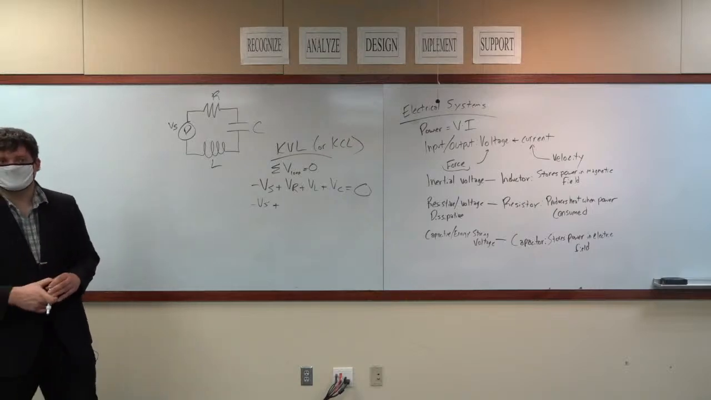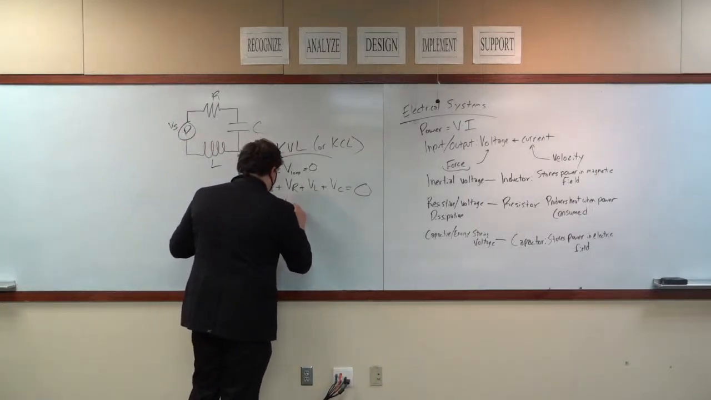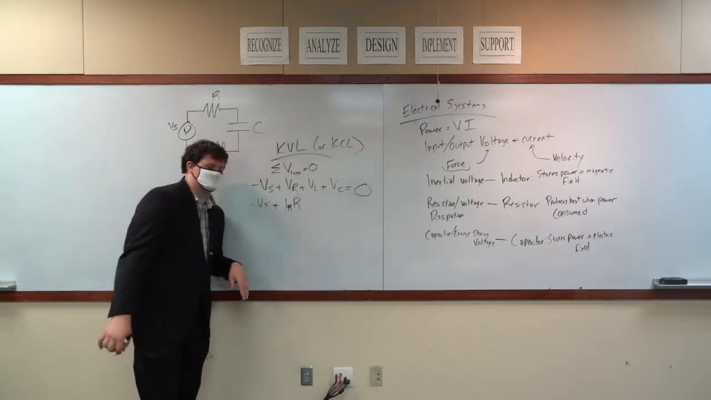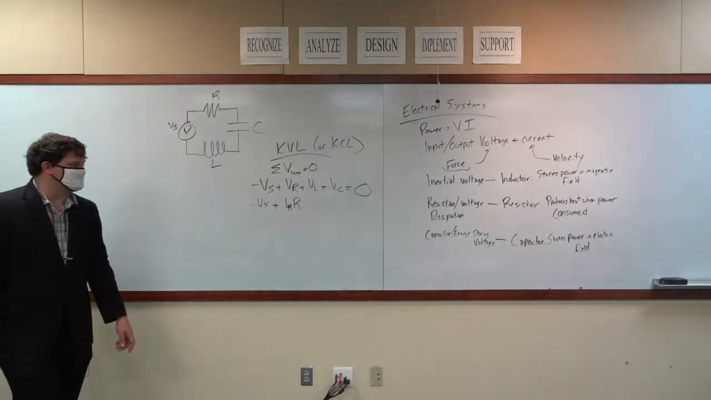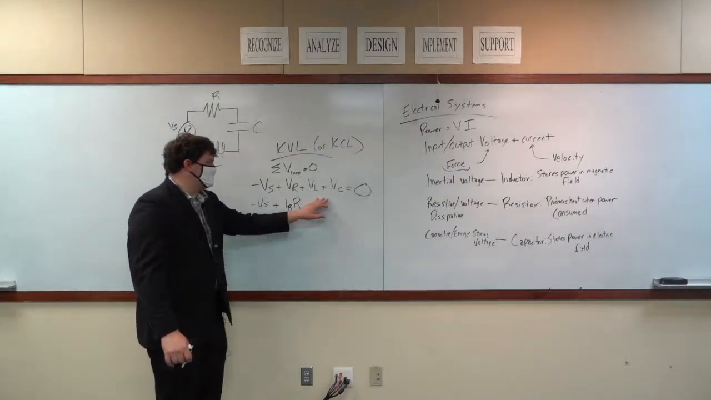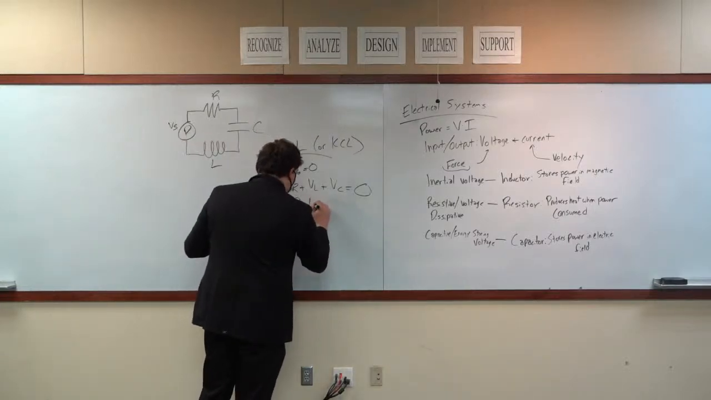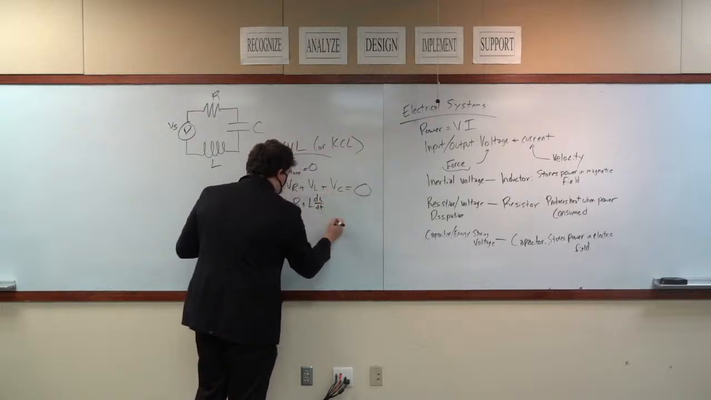It's current times resistance, which is Ohm's law. So here it's the current through the resistor times the resistance of that resistor. And that's the voltage. We have the relationship for the voltage through the inductor, which is L times the derivative of the current through the inductor with respect to time.